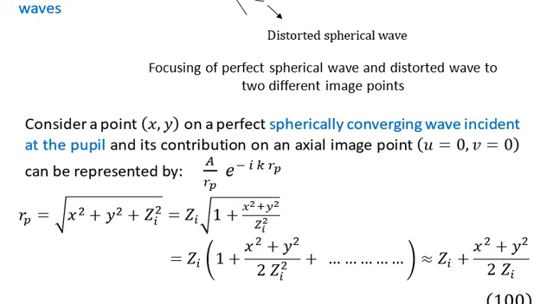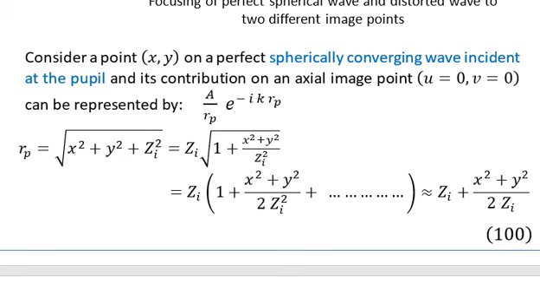We have taken zi common, and the square root contains 1 plus x square plus y square over zi square. So we can expand the square root of that quantity using the binomial expansion. At the rightmost of equation number 100, we have rp approximately equal to zi plus x square plus y square over 2zi. Under the condition that zi square is much greater than x square plus y square, we have written down this expression for rp.